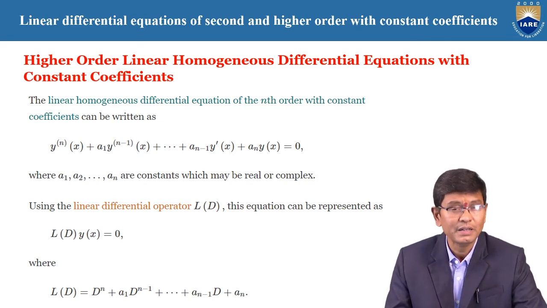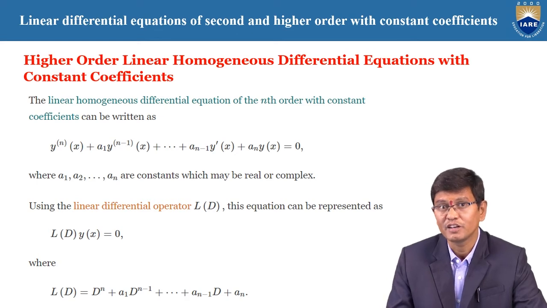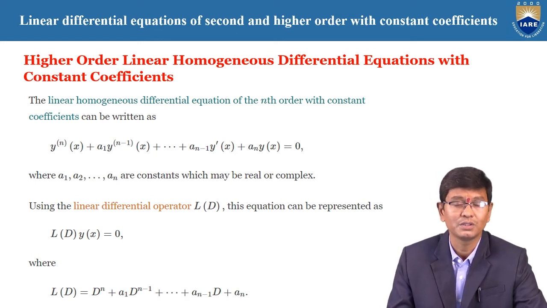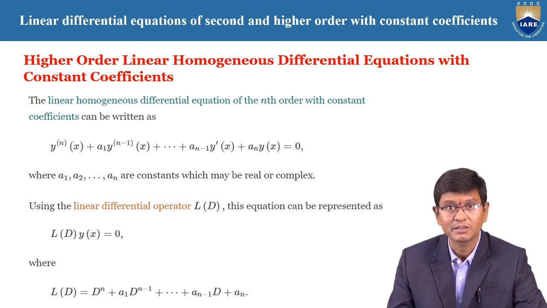When we represent this with the help of L(D), it is L(D) y(x) = 0, where L(D) is called the operator form, that is, the characteristic equation.